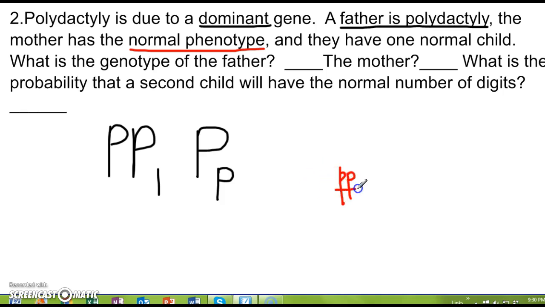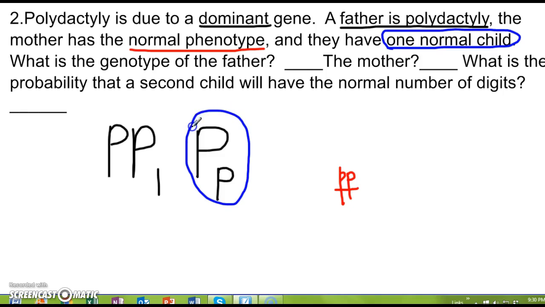Remember, recessive normally means that they have to have 2 copies of that recessive allele to actually show that trait. On here it says that they actually have one normal child. That piece of information is going to help us figure out what the father must be, rather than this one here. If we have a father with this genotype, he must pass down that allele to his normal child. And then the mother, that's all she has to give, so she's going to give one of those recessive alleles as well.